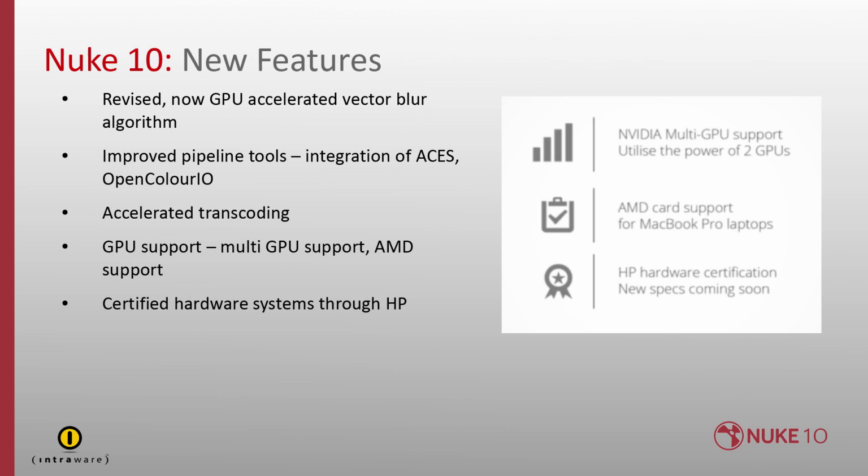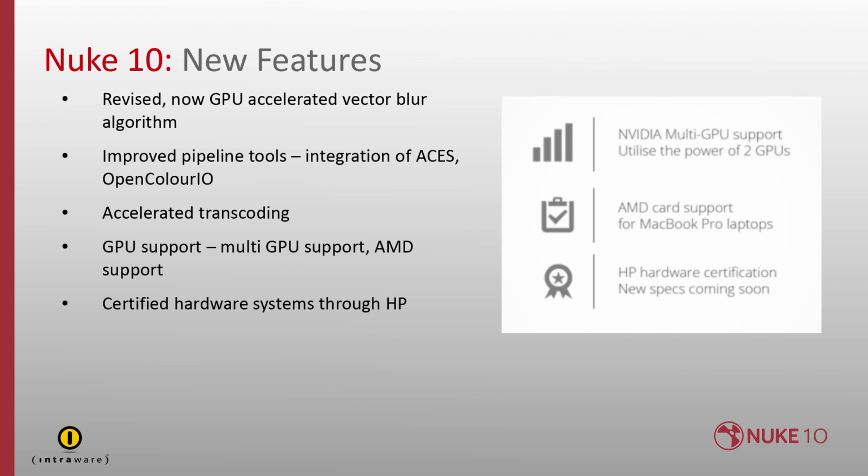Beyond all of these improvements, there are also a number of other enhancements and additions to Nuke 10. There is a new vector blur algorithm called Vector Blur 2, which is now GPU accelerated, delivering a noticeable increase in performance in the node graph.